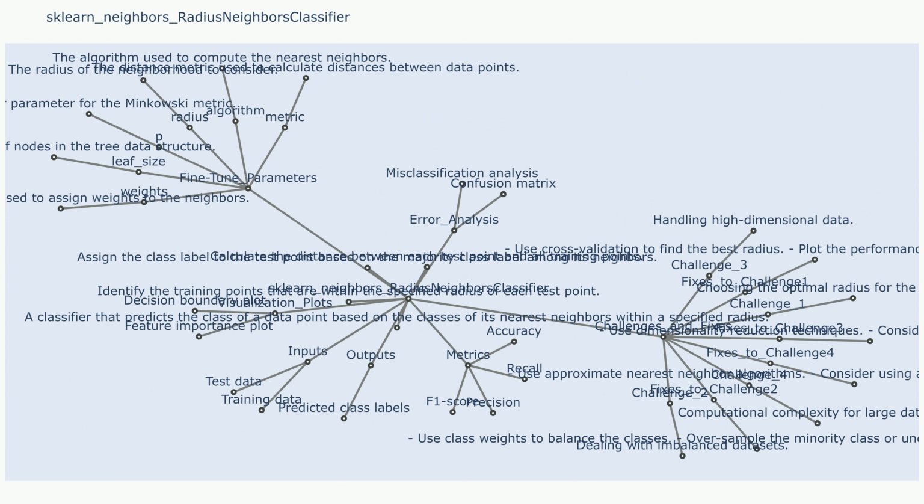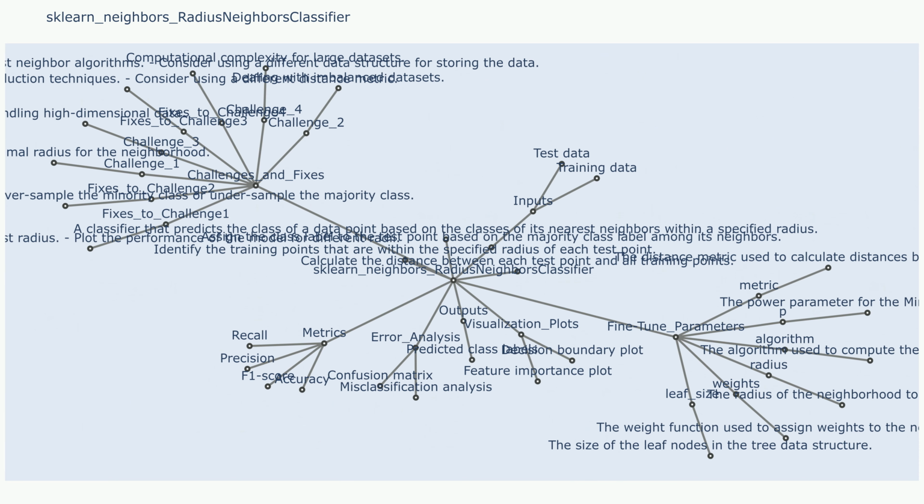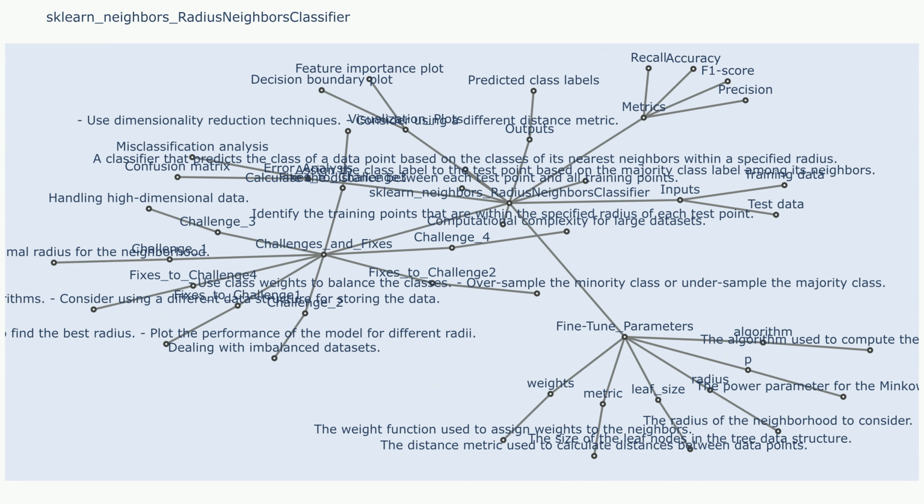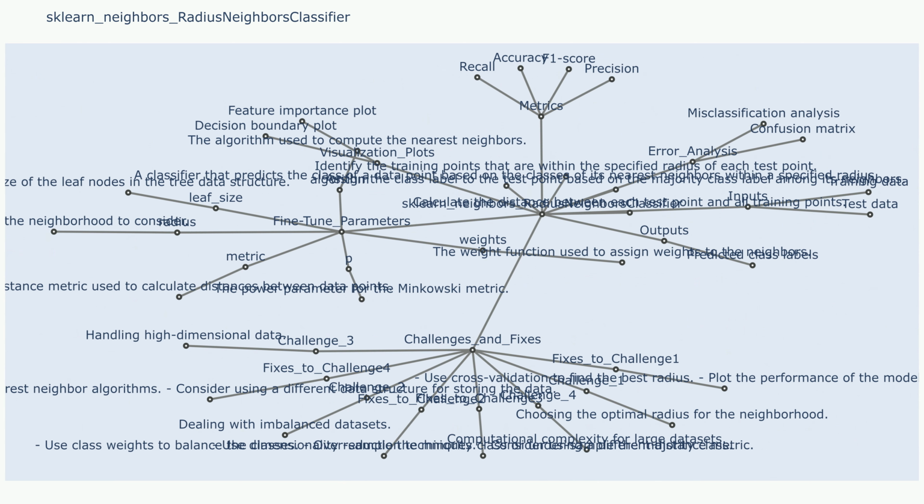Fixes to challenge 1. Experiment with different radius values to find the optimal balance between including enough neighbors and avoiding irrelevant neighbors. Challenge 2. Handling imbalanced datasets. If the data is imbalanced, the model may favor the majority class. Sample use case that resulted in challenge 2. A model trained on an imbalanced dataset consistently predicted the majority class for new data points.